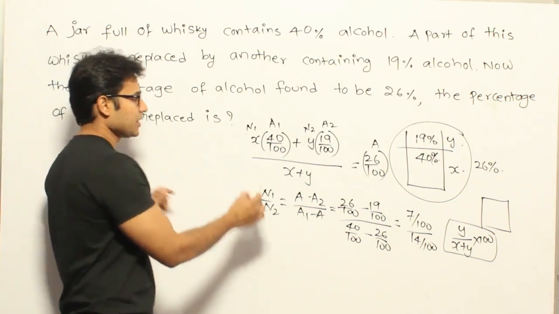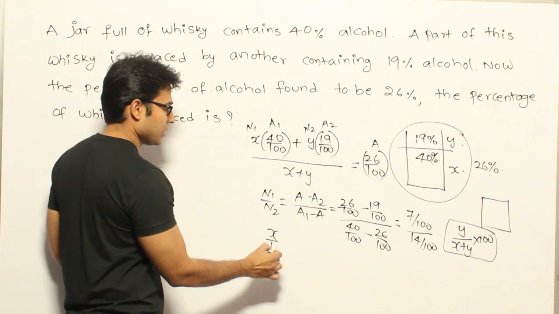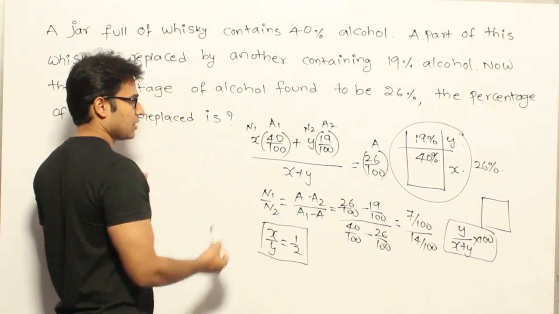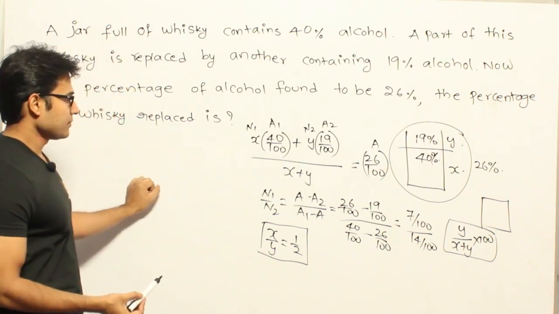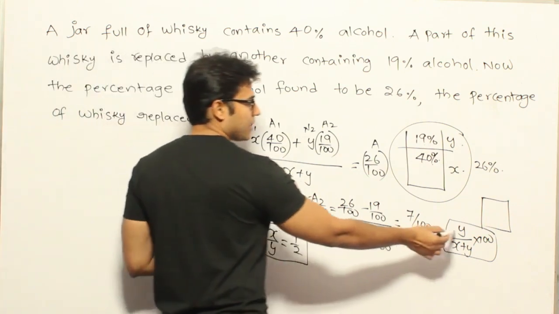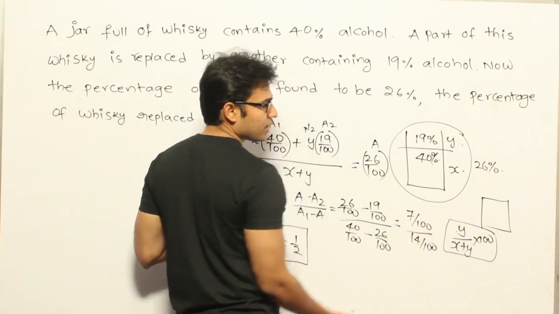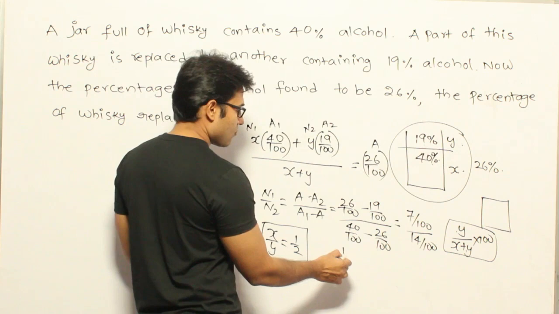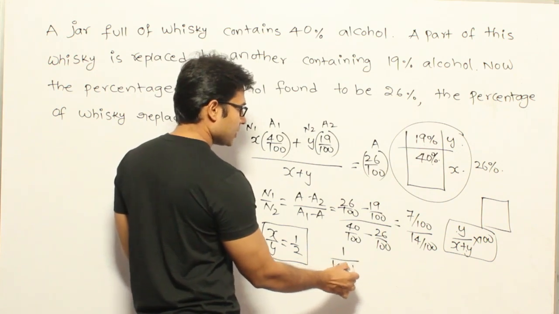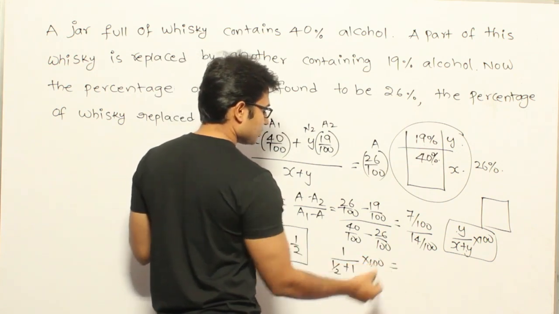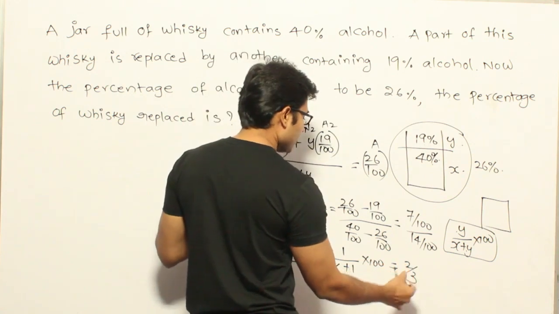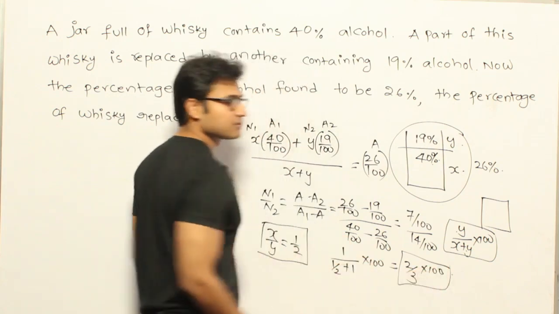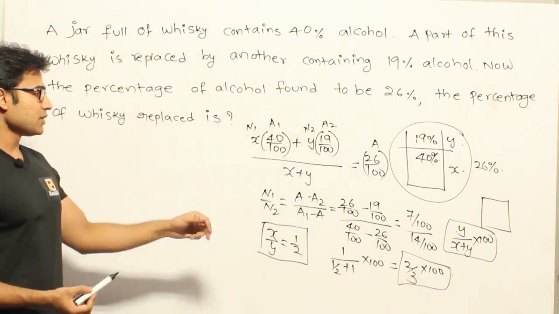So what is n1 and n2? X is to y, right? So x is to y equal to 1 is to 2, right? So what is that they are asking? Y by (y plus x) into 100. You divide numerator and denominator by y, then you are going to get 1 by (2 plus 1) into 100. So what is it? 2 by 3 into 100. This is the answer. Got it? 2/3 of 100.